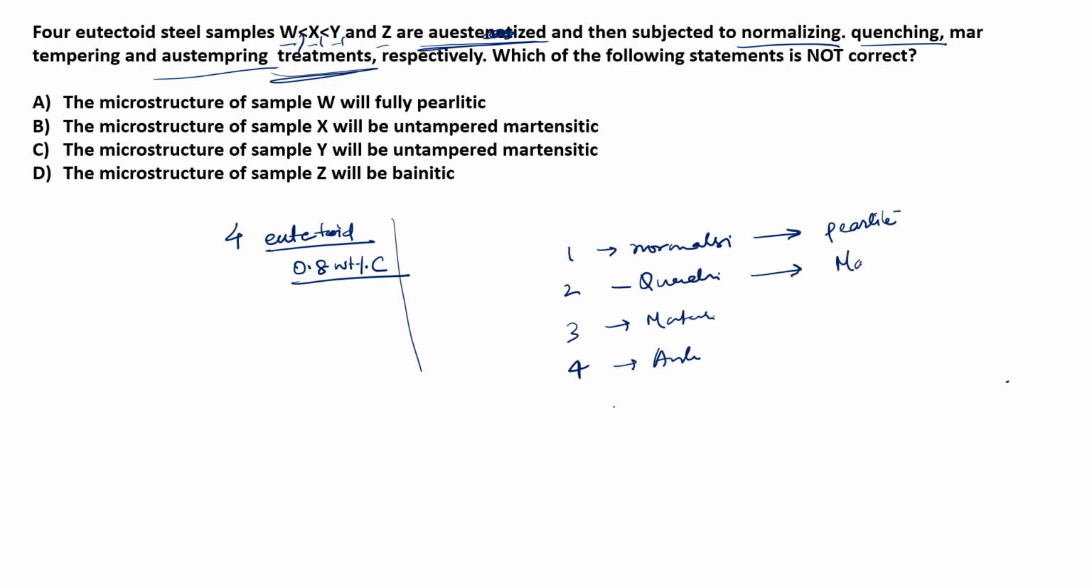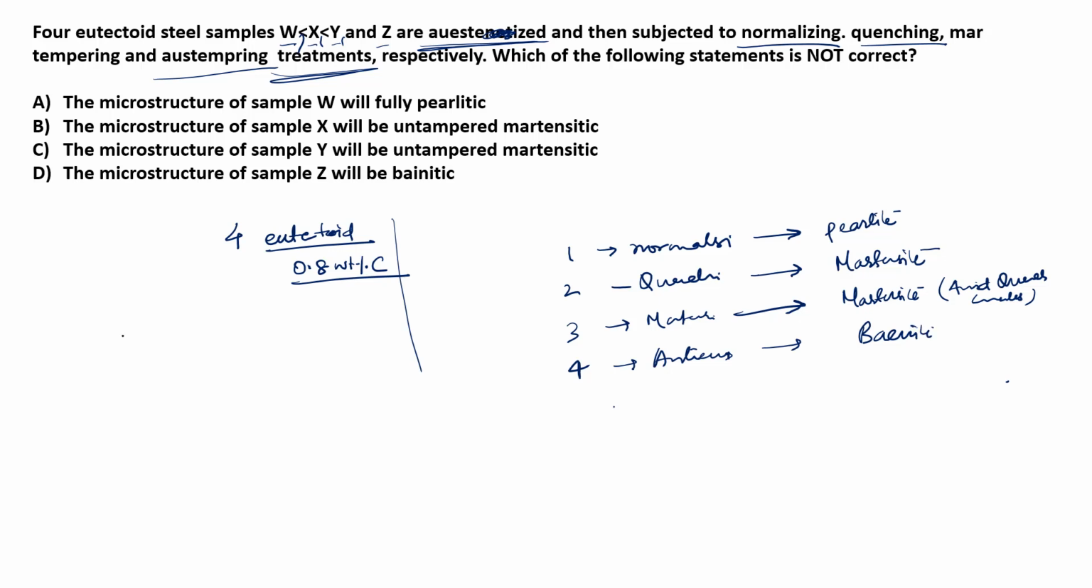Quenching, we get martensite. In the case of martempering also we get martensite, but the martensite is such that we avoid quench cracks, meaning there are no chances of crack formation in the martempering process. Last is austempering, where we get bainite.